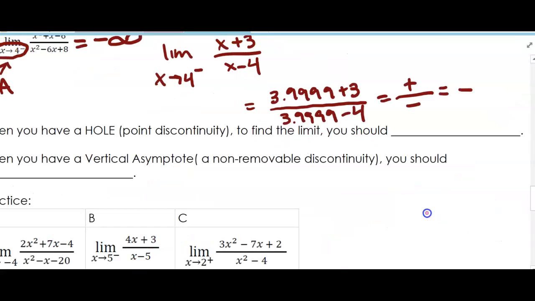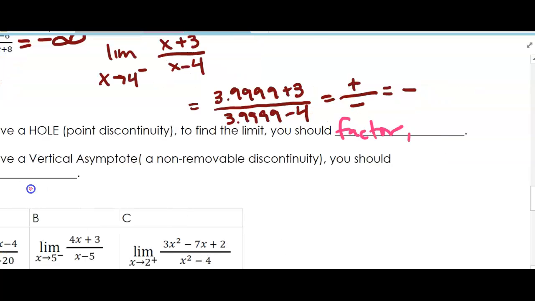So when I have a hole, which we'll talk about more in the second half of this unit, we call that a point discontinuity. To find the limit, we are going to factor, and then we are going to substitute. We're going to factor as much as we can. We'll find a hole when we notice that a factor in our numerator is canceling with a factor in our denominator. And then we're going to substitute our value into our simplified rational function.